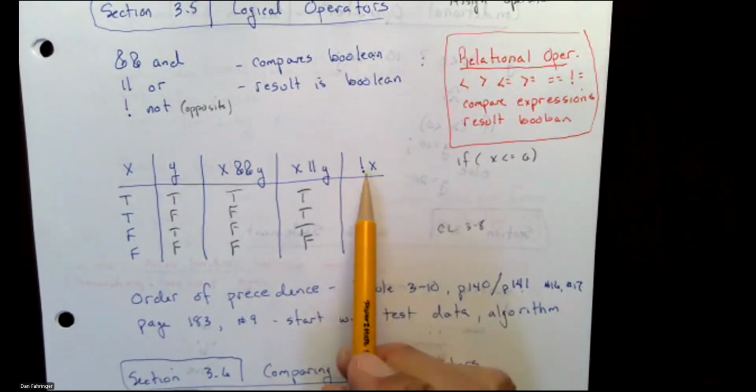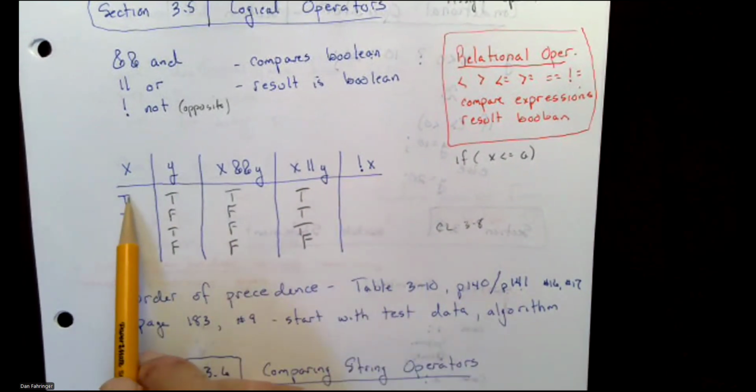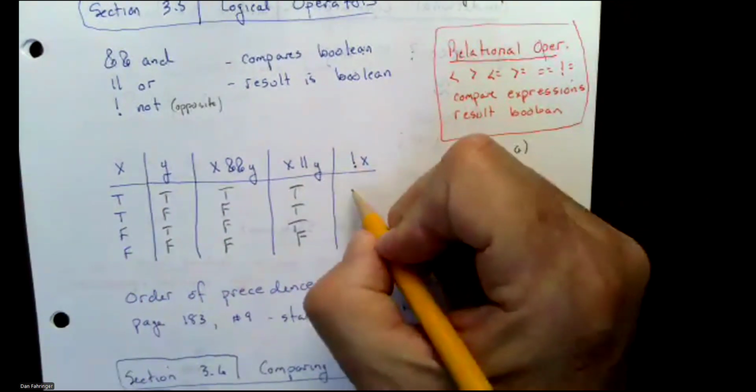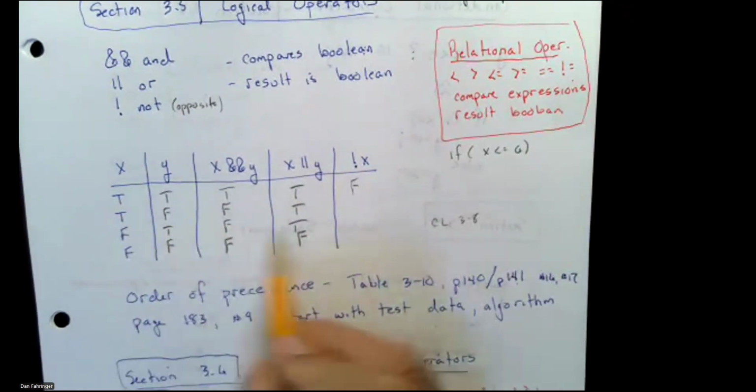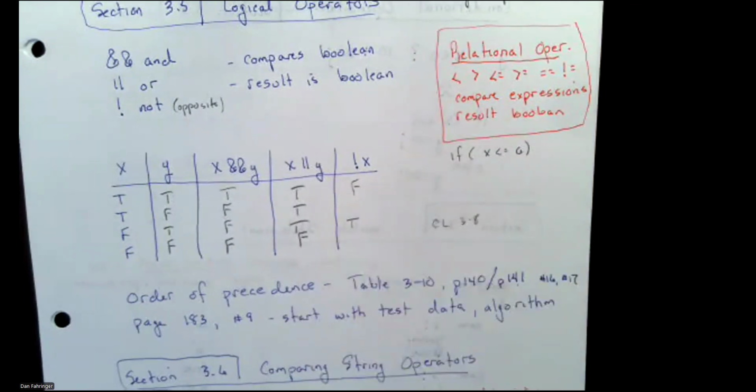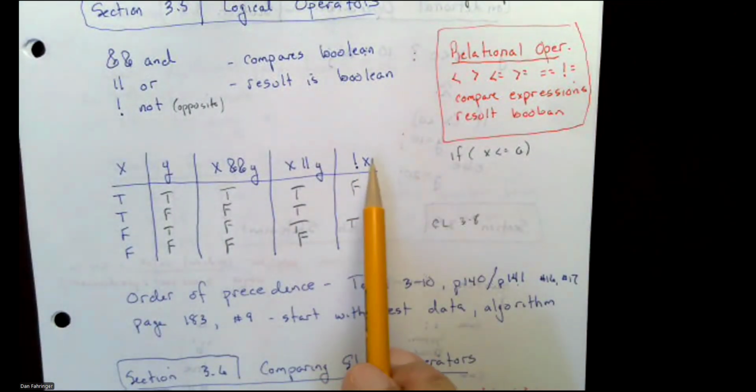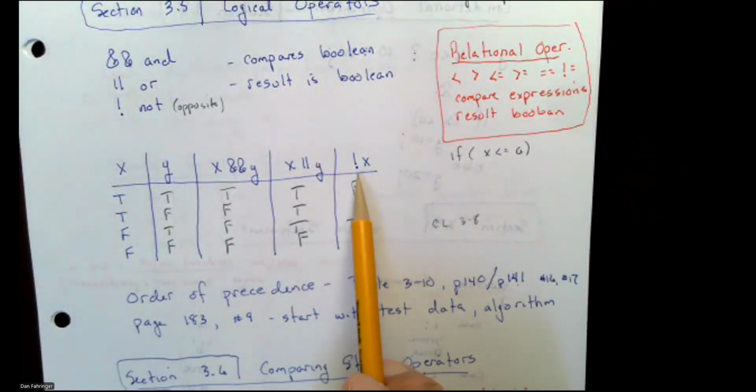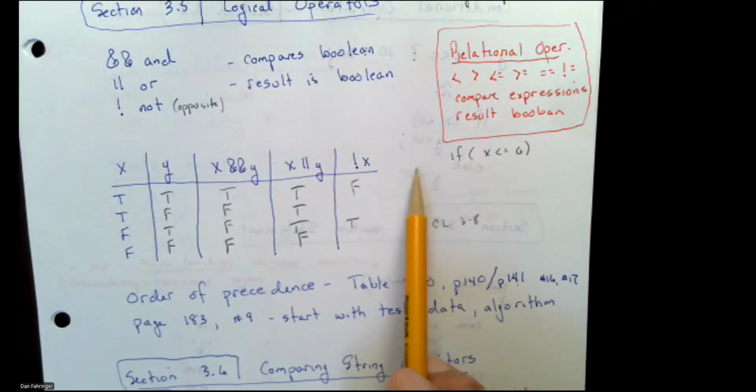Okay. Finally, not is the opposite. So if this is true, this now becomes false. If this is false, it now becomes true. This is the not of something. And you're going to see where we're going to throw not in front of a whole bunch of different type of things over the next couple of semesters, for those who are comp sci majors.